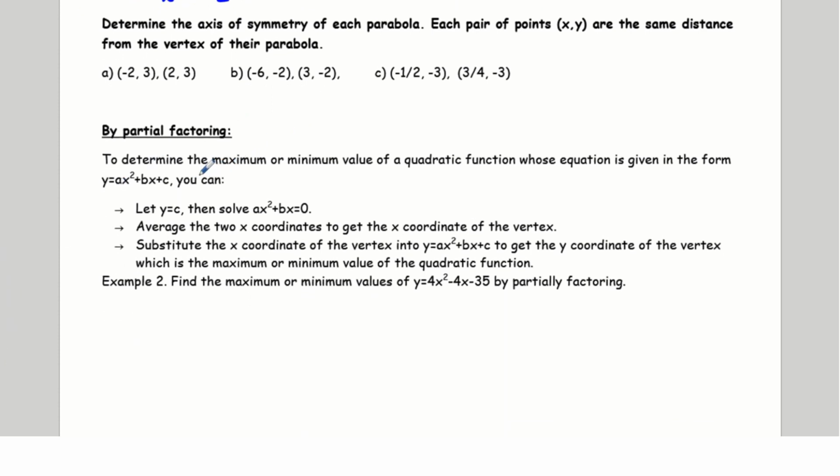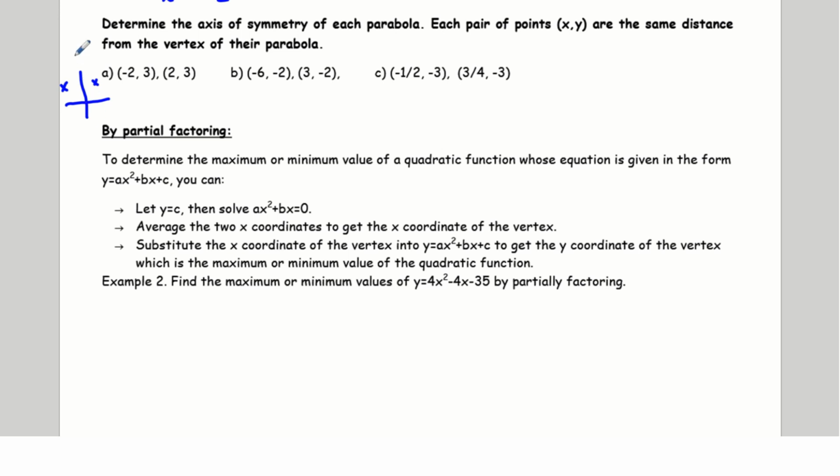You could also have another method if the quadratic function is not factorable. How are you going to find the vertex? We could determine the axis of symmetry of each parabola. Each pair of points are the same distance from the vertex of their parabola, so they are symmetric points. So you have two points, (-2, 3) and (2, 3).